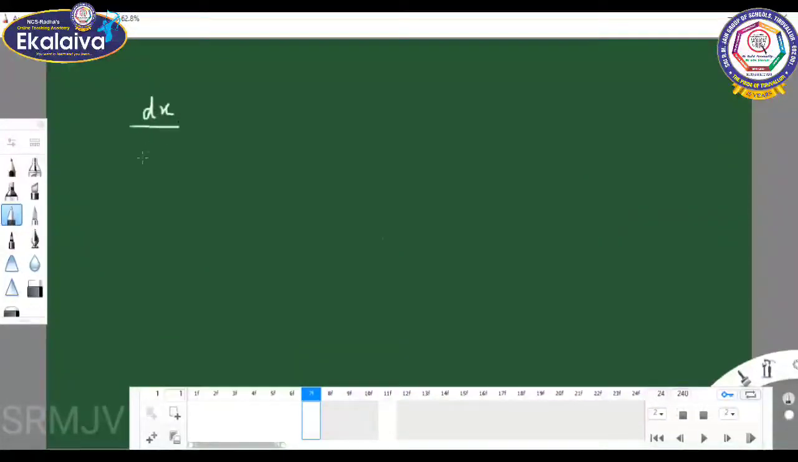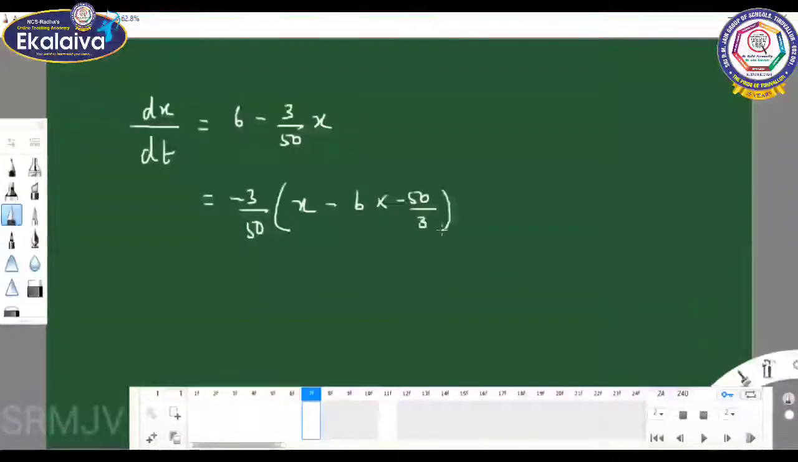dx by dt equal to 6 minus 3 by 50 into x. So you can take out the coefficient minus 3 by 50. What is the remaining value here? Minus 3 by 50 you can take out, so x minus 6 into minus 50 by 3, because it is not a multiple of minus 3 by 50, so you can write it in a division form. If it is division, it means the reciprocal of that value.